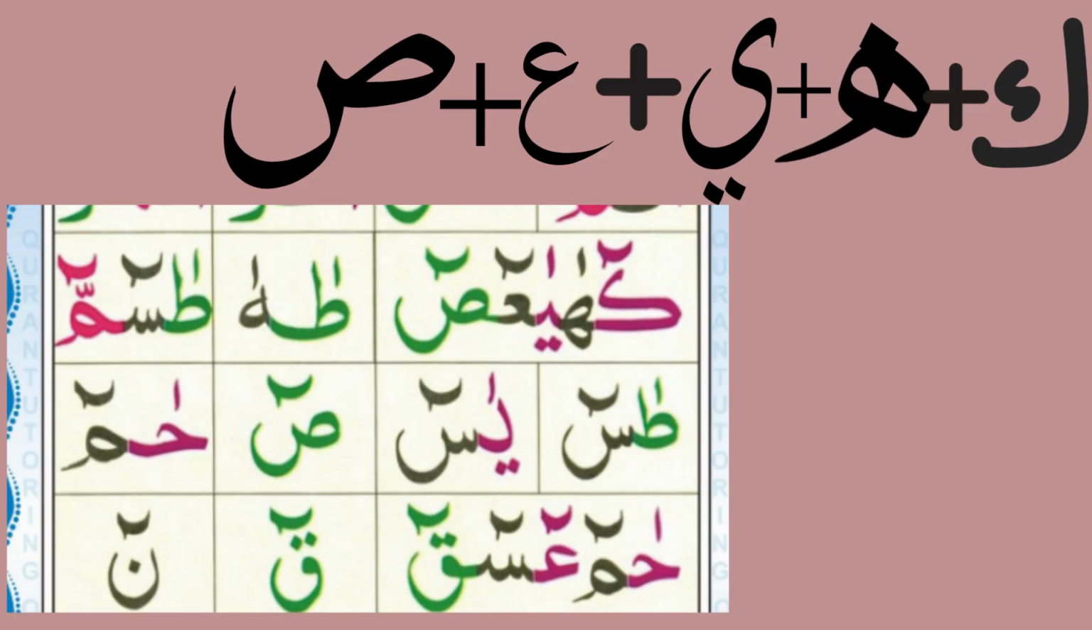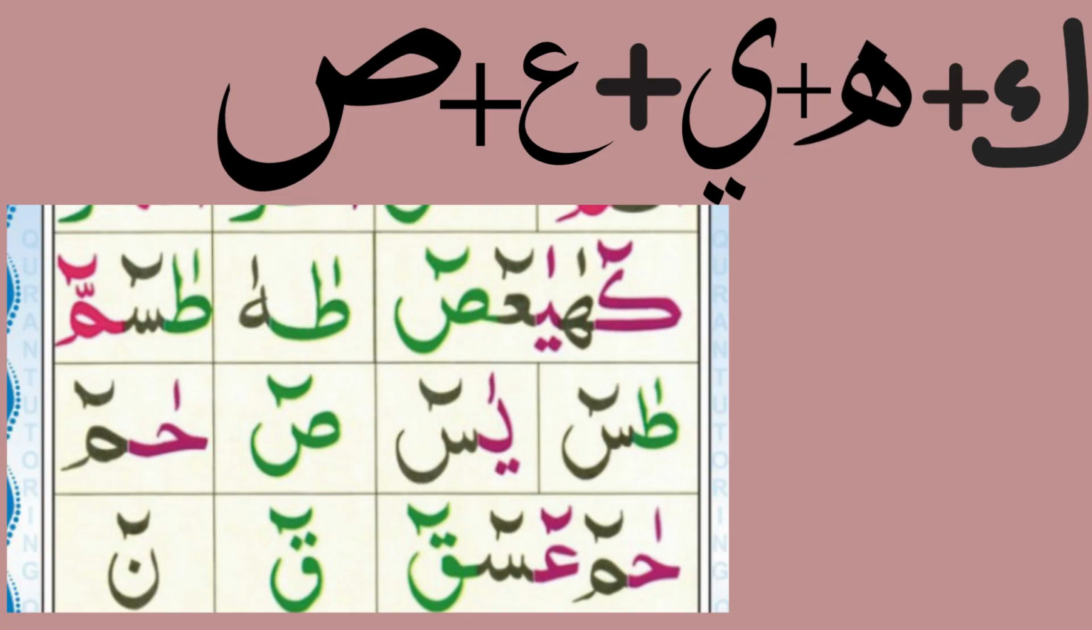Kaf is stretching up to 5 counts. Ha is stretching up to 2 counts. Ya is stretching up to 2 counts. Ain is stretching up to 5 to 6 counts. Sod is stretching up to 5 to 6 counts. Please repeat after me.